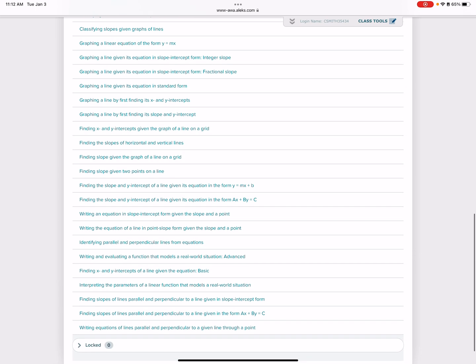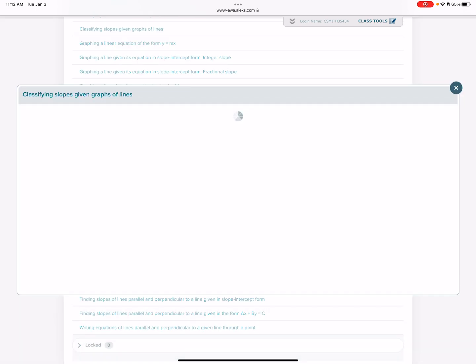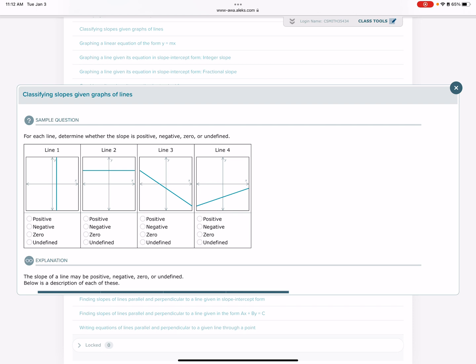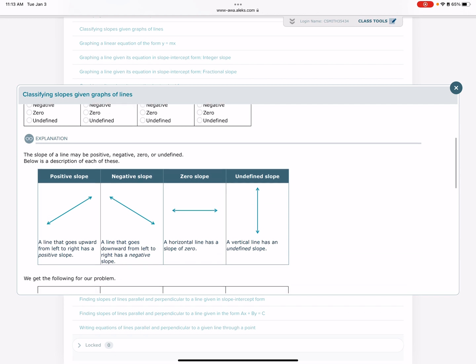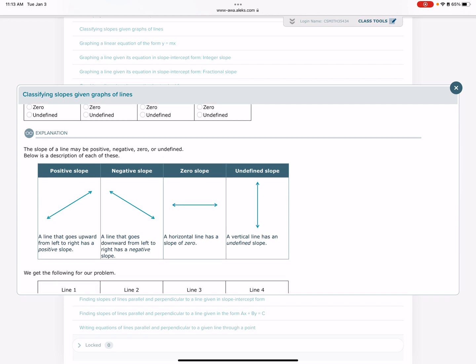All right, classify slopes given graphs of lines. For this one, all you have to do is determine if they're positive, negative, 0, or undefined. Remember what we talked about already? Undefined is the one with the poor guy falling off the cliff. So line 1 is undefined. Line 2 looks like that treadmill when we first step on, you don't have the slope yet, so that's a 0 slope. Number 3 is going downward. If that's your money in your bank account, you're not too happy. It's negative. Versus number 4, that's a positive slope. You like that if that's your bank account. So here we go: positive, negative, 0, and undefined slope.